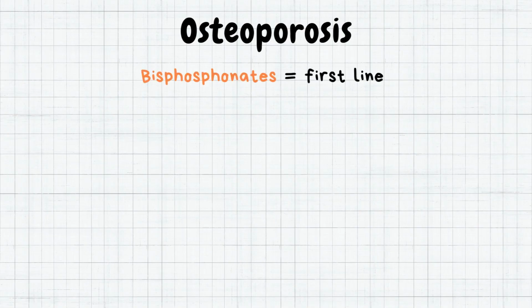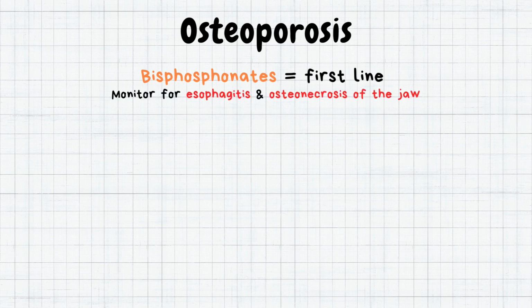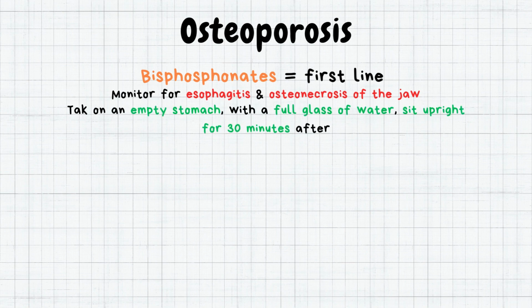In summary, bisphosphonates are the first-line treatment for osteoporosis. Monitor for esophagitis and osteonecrosis of the jaw. Measures to prevent esophagitis include taking bisphosphonate on an empty stomach with a full glass of water. Sit upright for 30 minutes after. Routine dental exams are recommended to monitor for osteonecrosis of the jaw.